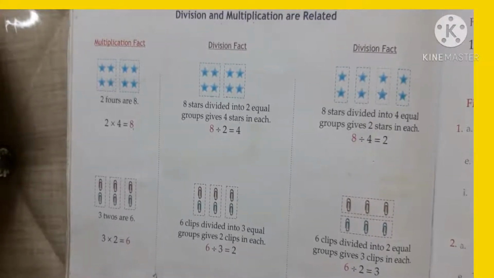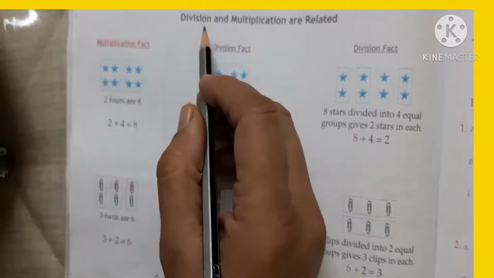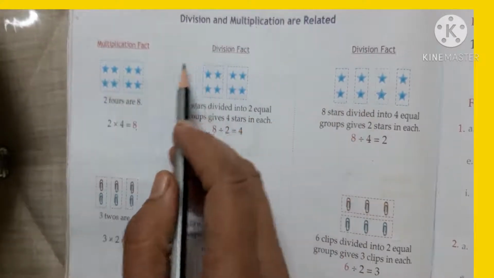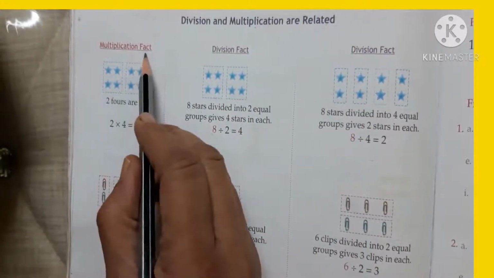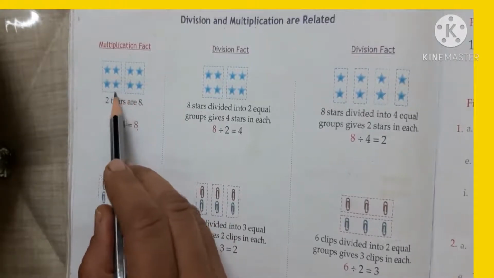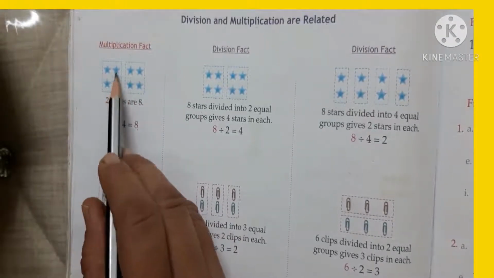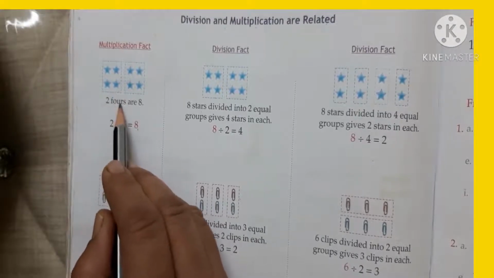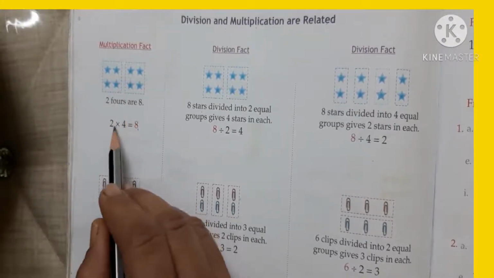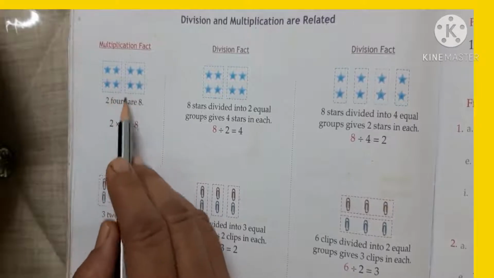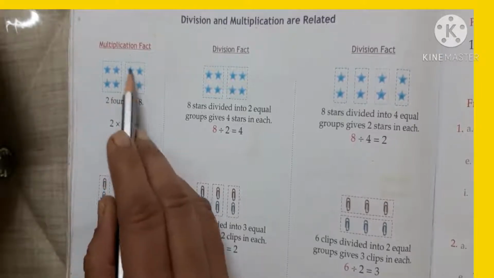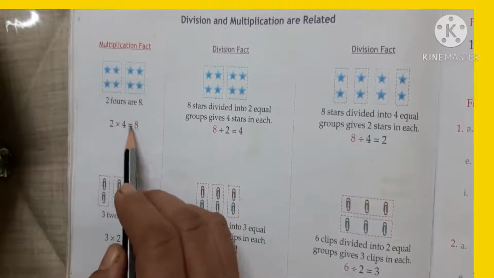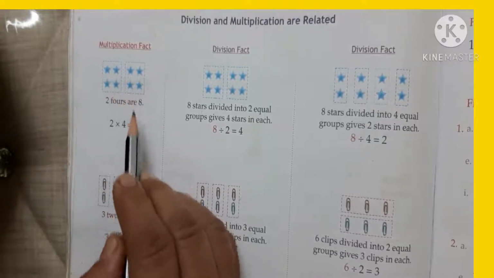Children, page number 90. Division and multiplication are related. Look here, multiplication fact. Two groups are here and each group has 4 stars. 2 4s are 8. Two groups and each group has 4 stars. 2 4s are total number 8. 1 2 3 4 5 6 7 8.